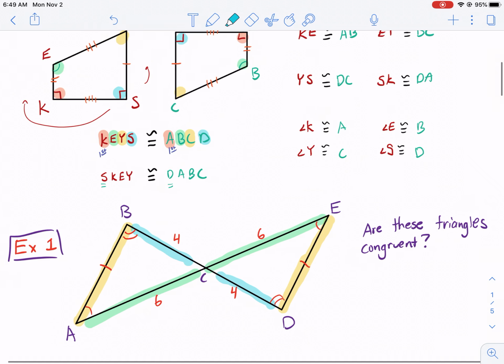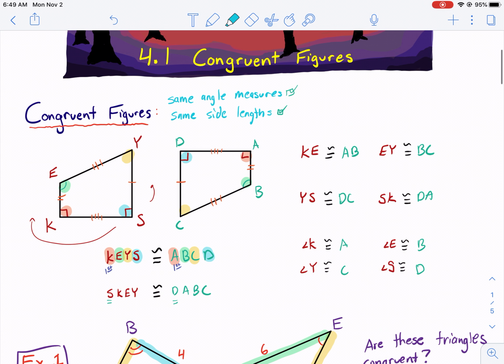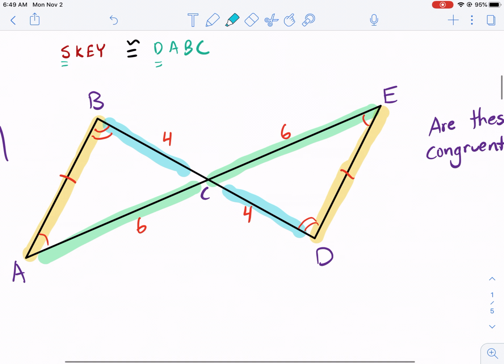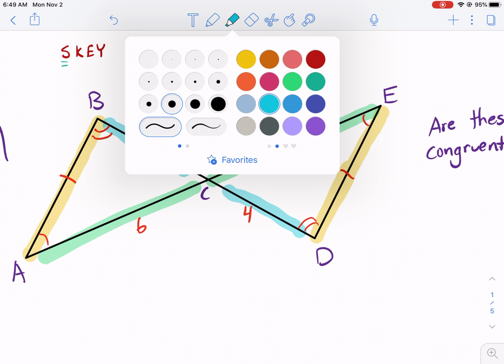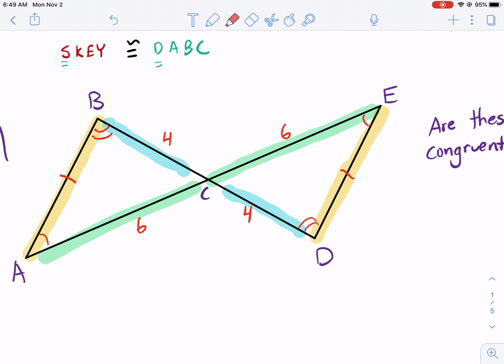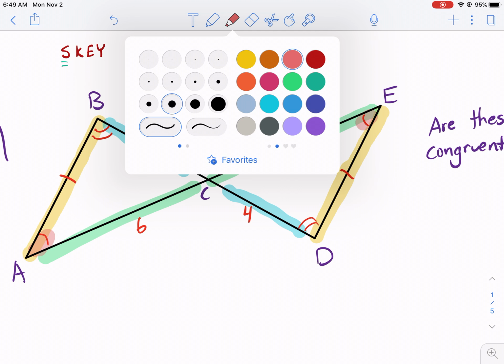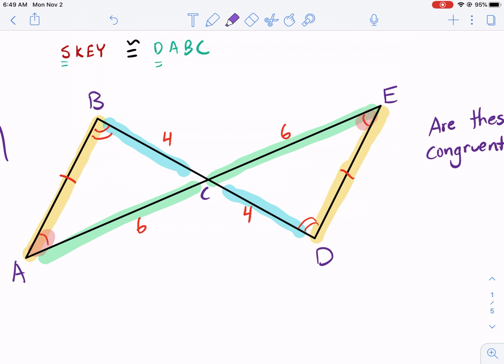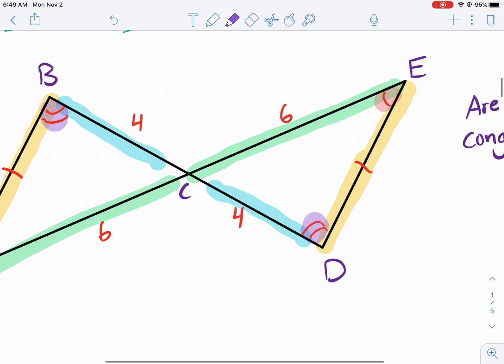So we have the sides are good. Okay, so side lengths, check. Now the angle measures. We have to check that. So here we have this angle matches this angle because it's given with the little arc line. We have B and D congruent, okay? But now we're missing the last angle.